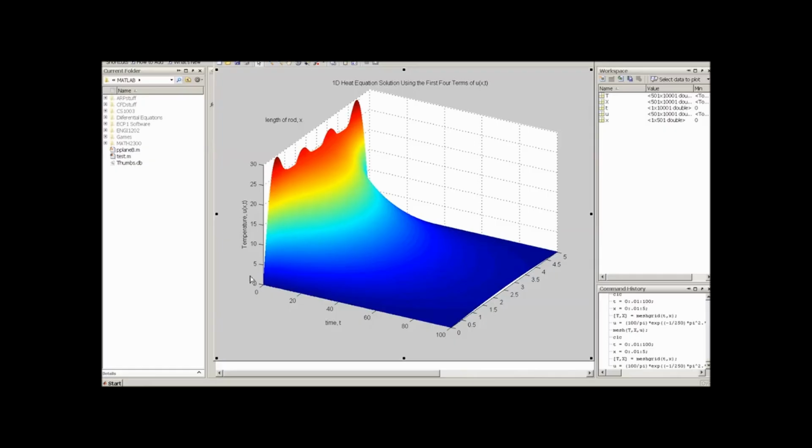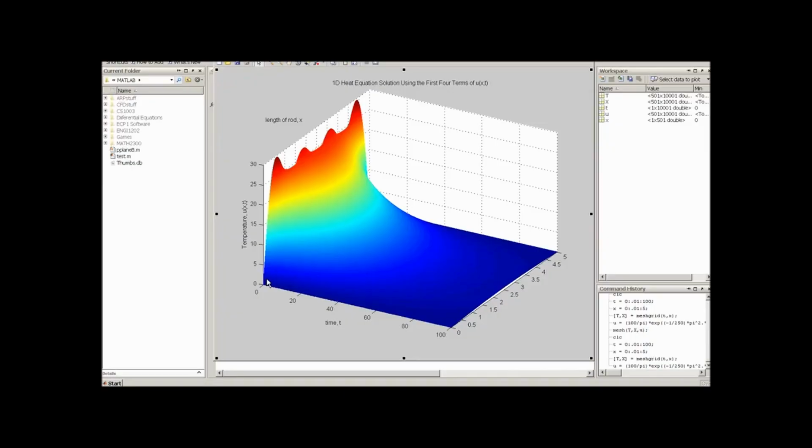Okay, so what are we looking at here? Time is along this axis. The length of the rod is along this axis. So you can imagine the rod is right here, and it extends over to that other corner. And then this surface here is the temperature distribution on the rod at t equals 0. So this is our initial temperature distribution.